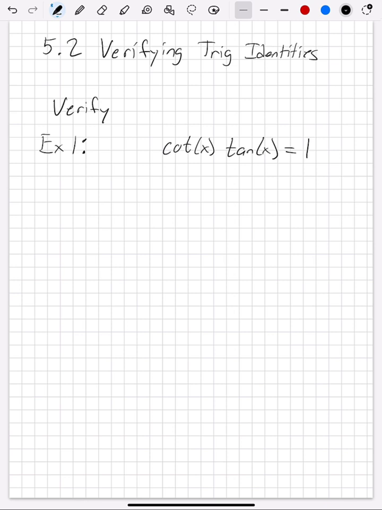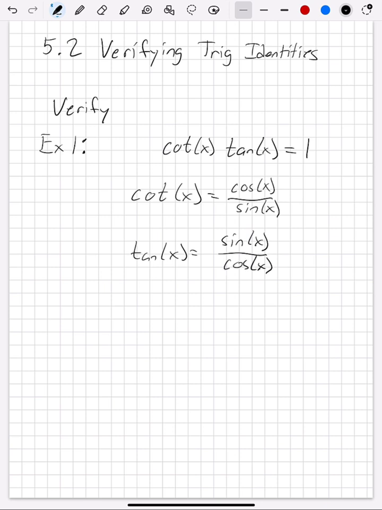As an example, if I refer to my list of trig identities, cotangent of x is equal to cosine of x divided by the sine of x. Okay. Then tangent of x is equal to the sine of x divided by the cosine of x. So now I'm just going to substitute these in for my original equation and see if they equal 1.